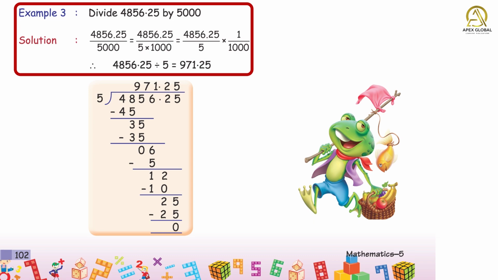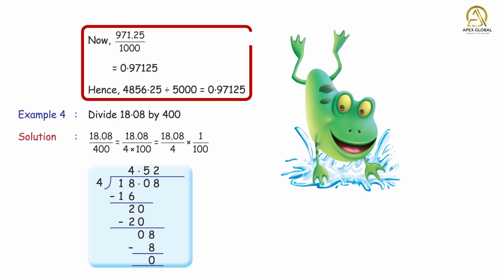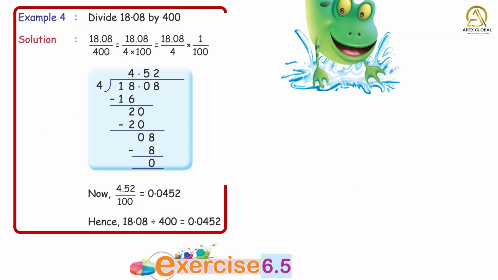4856.25 by 5000. Solution: 4856.25 upon 5000 equals 4856.25 upon 5 into 1000, which equals 4856.25 upon 5 into 1 upon 1000. 4856.25 divided by 5 equals 971.25. Now 971.25 upon 1000 equals 0.97125. Hence 4856.25 divided by 5000 equals 0.97125. Example 4. Divide 18.08 by 400.